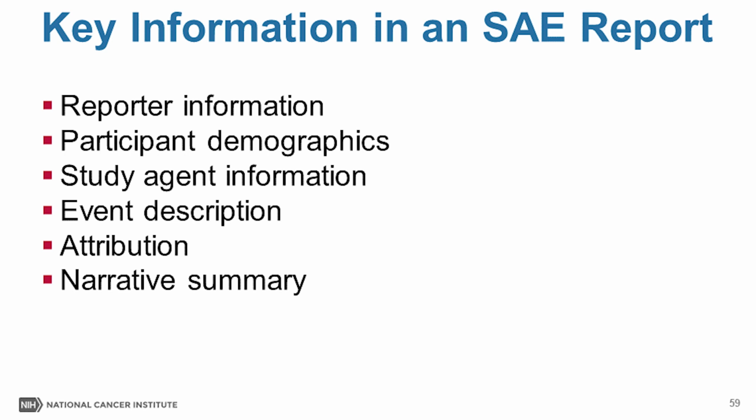Though the expedited report forms or databases may be different from sponsor to sponsor, they all have similar key components. There's reporter information, patient or participant demographic information, information about the investigational product or the study agent, including the dates given, the dose, the route of administration, possibly even the lot number, especially with something like a vaccine product, and an event description, including the severity and the type of seriousness and the attribution, as well as a narrative summary.